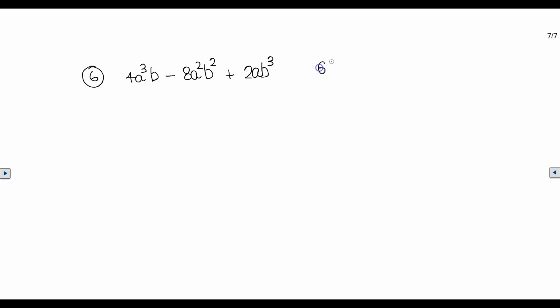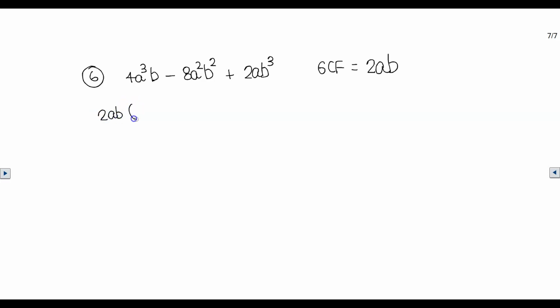Now, every problem, you're going to start by checking for a GCF. We have coefficients of 4 and 8 and 2. All those will divide by 2. All the terms have the variable a, so I'm going to find the smallest power of a, which is a to the first, and make that part of my GCF. All of the terms also have b's, so I find the smallest power of b and make that part of my GCF. So 2ab is my greatest common factor.